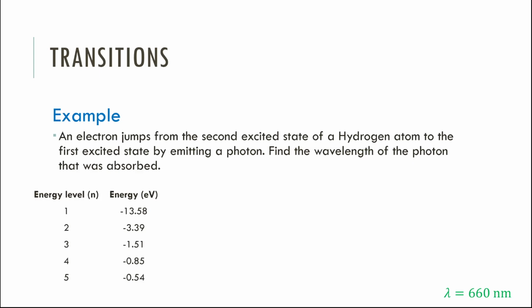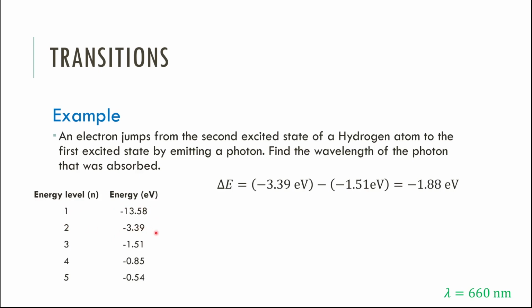Okay, hopefully you gave it a shot. Here we go. The main idea is I have to find the difference in energy. So I have an electron that's emitting a photon and dropping from the second excited state to the first excited state. The tricky part about this is, remember, n equals 1 is the ground state.